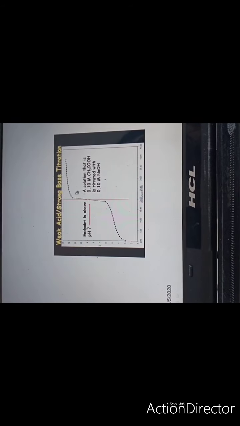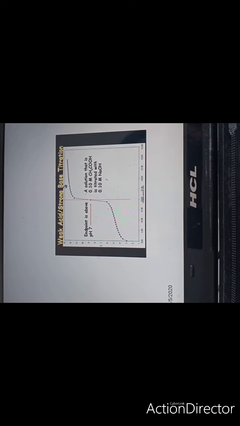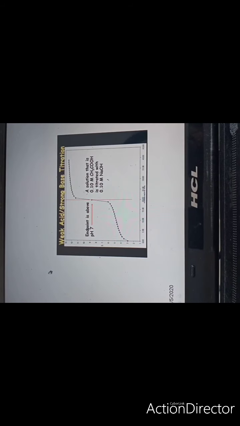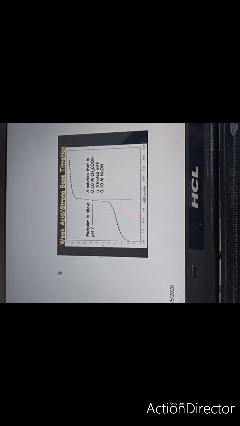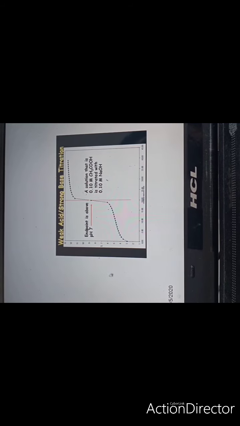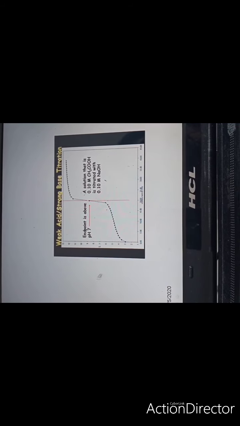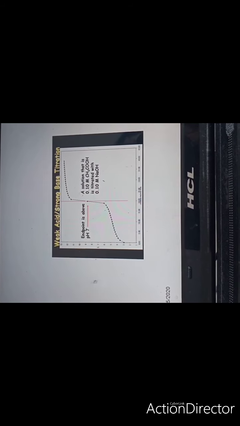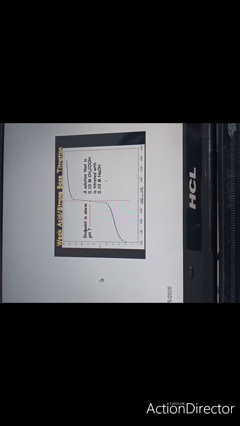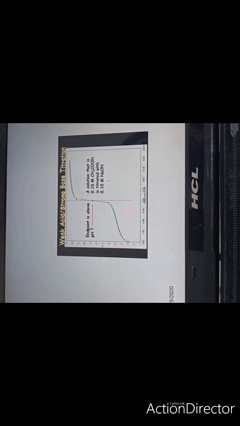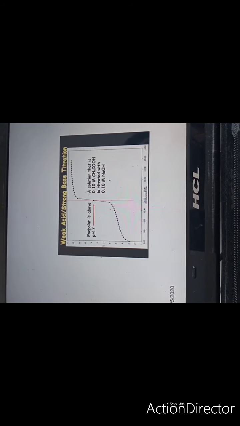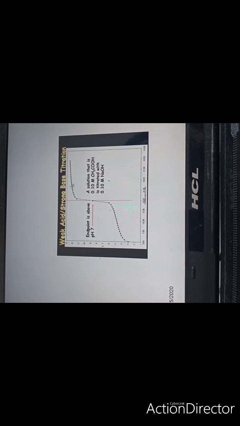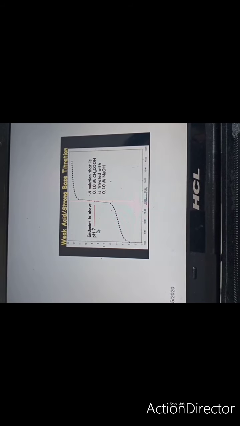Now this is a titration of a weak acid against a strong base. In this you take NaOH in the burette, and the weak acid, acetic acid, in the conical flask. When you react them, you get CH3COONa, which is a weak base. Since you are getting a weak base, the endpoint will be above 7.